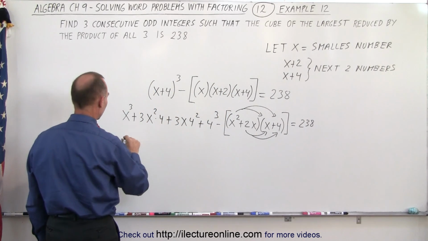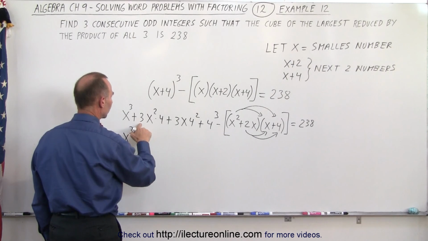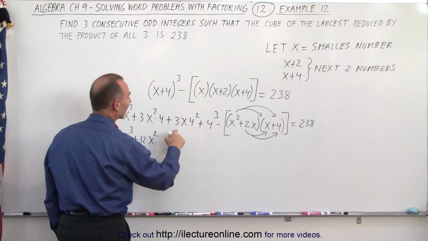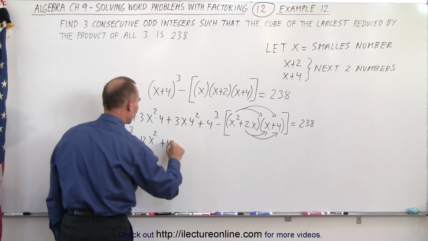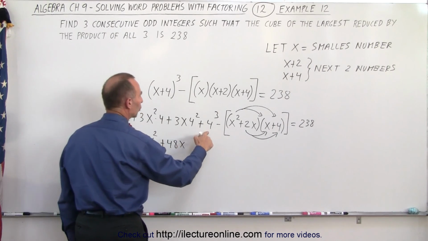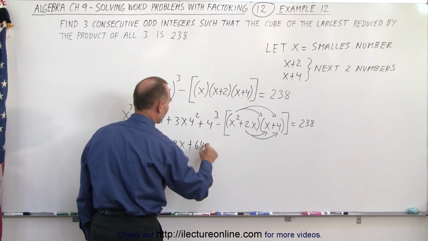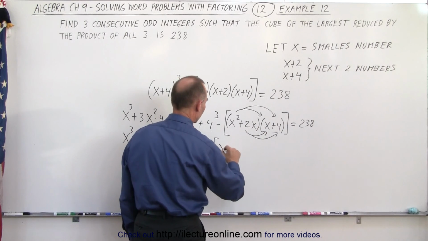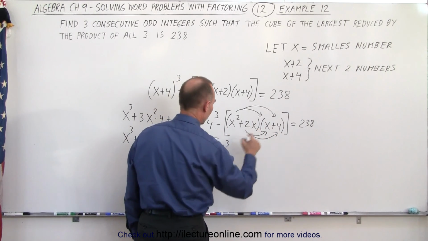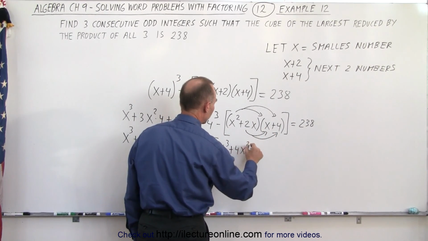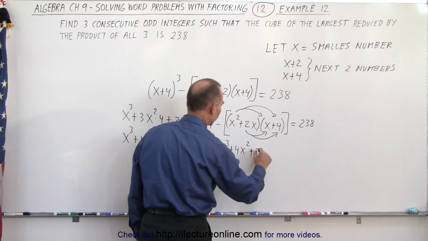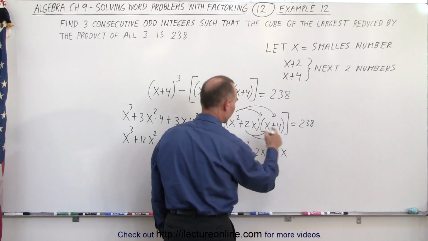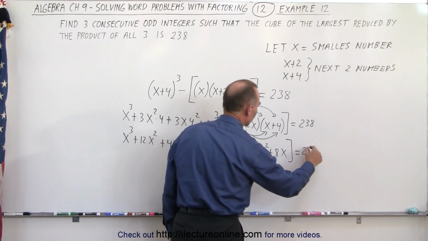Here, let's simplify that. We get x cubed plus 3 times 4, which would be plus 12x squared. That would be 16 times 3, which is 48, plus 48x. And then 4 cubed, that would be plus 64. We subtract from that. Here we have x squared times x, which is x cubed, x squared times 4, which is plus 4x squared, 2x times x is plus 2x squared, 2x times 4 is plus 8x. And then that is equal to 238.